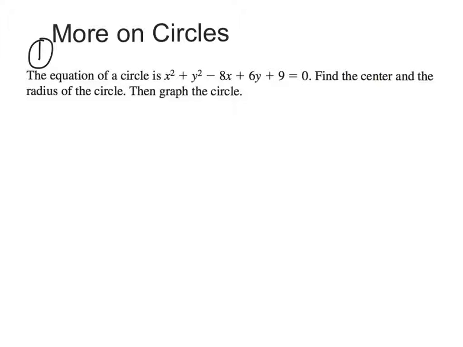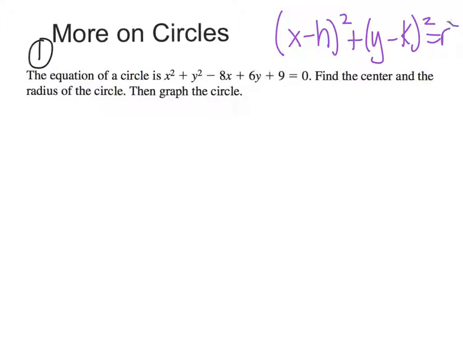The equation of a circle is x squared plus y squared minus 8x plus 6y plus 9 equals 0. Find the center and the radius of the circle. Then I want you to graph the circle. First off, we have to look at this and go, well, it's not in the format we want. And if you remember, the format we want is, let's change this to purple, x minus h squared plus y minus k squared equals r squared.